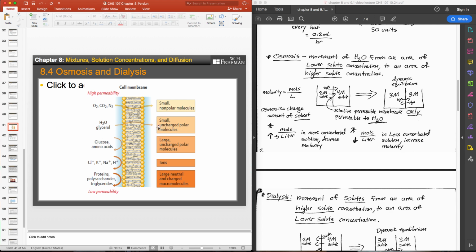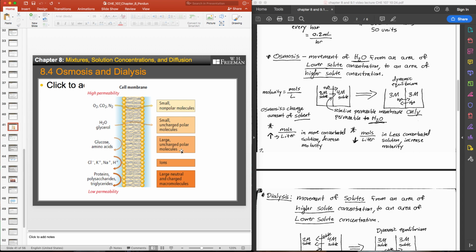Water and glycerol, right? Small uncharged polar molecules are able to get through. As long as they're small and polar, and as long as they're uncharged, a lot of times they can get through. Specifically here, we're given the examples of water and glycerol. Water is really only able to get through because of specific cell membrane channels called aquaporins. We'll talk about those definitely coming up in the next couple of chapters. But really what you need to know for now is that water is able to passively go through the cell membrane.